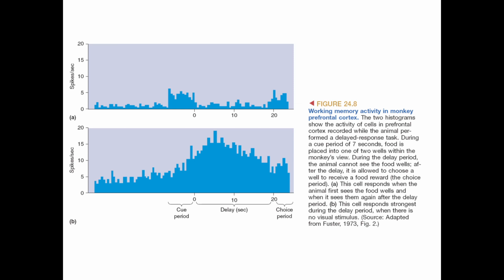So what you see in the figure is that in figure B, during that delay, after you hide the food, neurons fire very strongly during the delay period until the monkey finds the food. So it means those neurons are firing, and those action potentials are representing working memory processes. So if they do not fire, it means the monkey is not remembering. If they fire, it means he remembers.